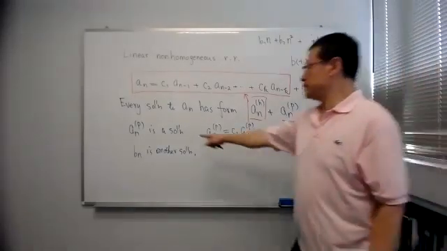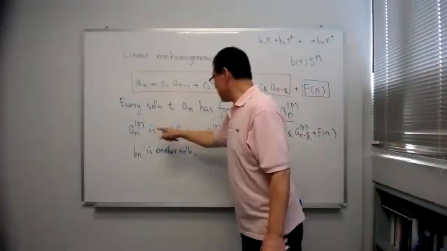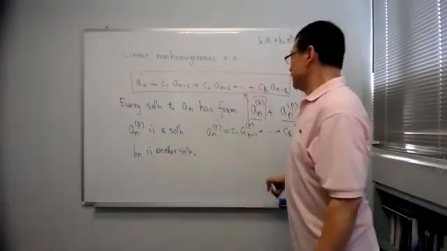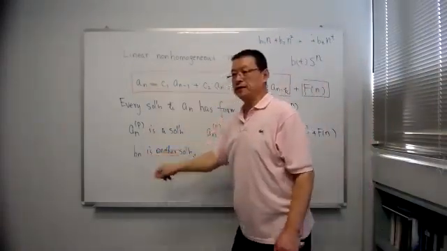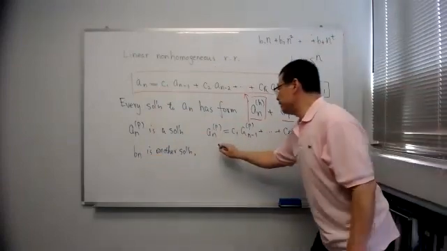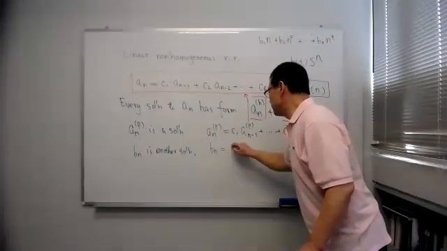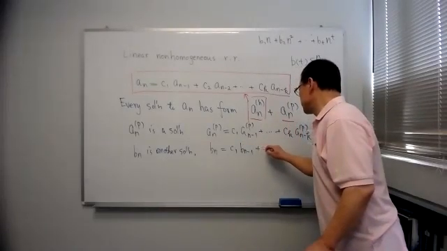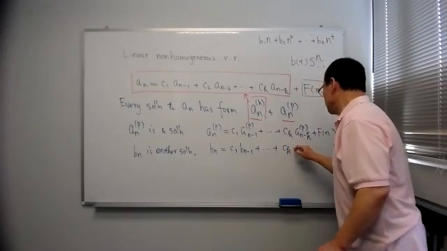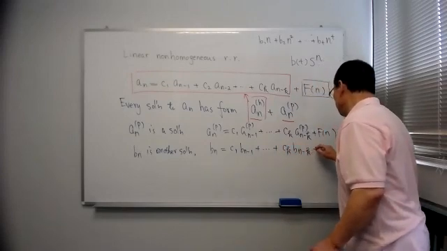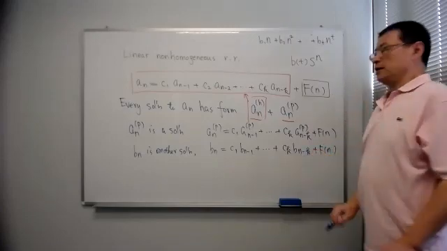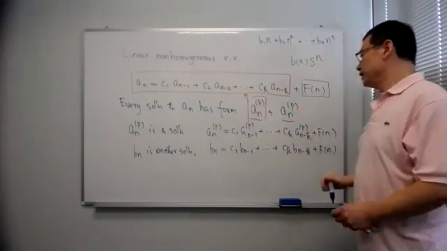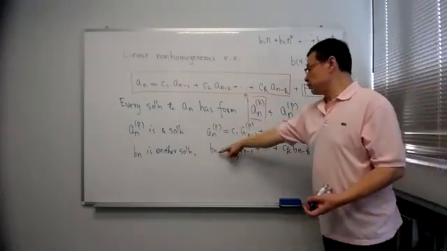Okay. So we know this one is a solution. So we replace a_n by this one, we have this equality. Similarly, we know this one is a solution. So when we replace a_n by this one, we'll get another equality. We have b_n equals c_1 b_{n-1} plus ... plus c_k b_{n-k} plus f(n). Because both are solutions, both satisfy this relation. All right. Now we subtract this one from this one.